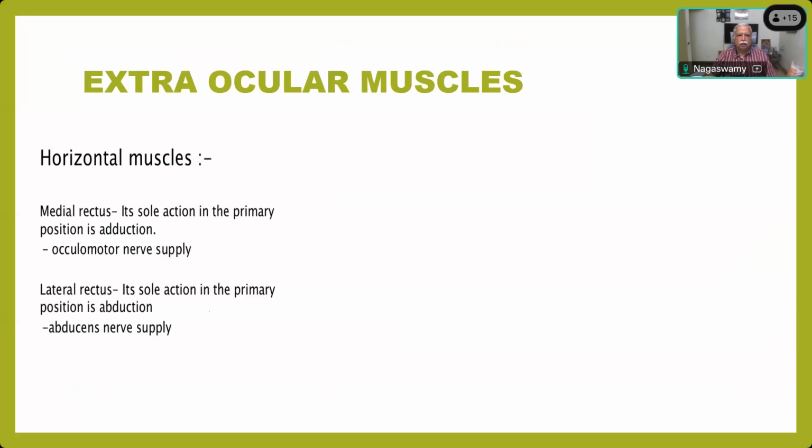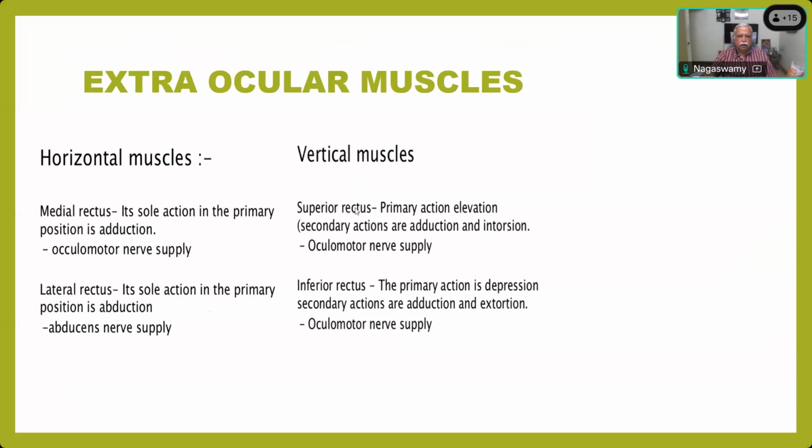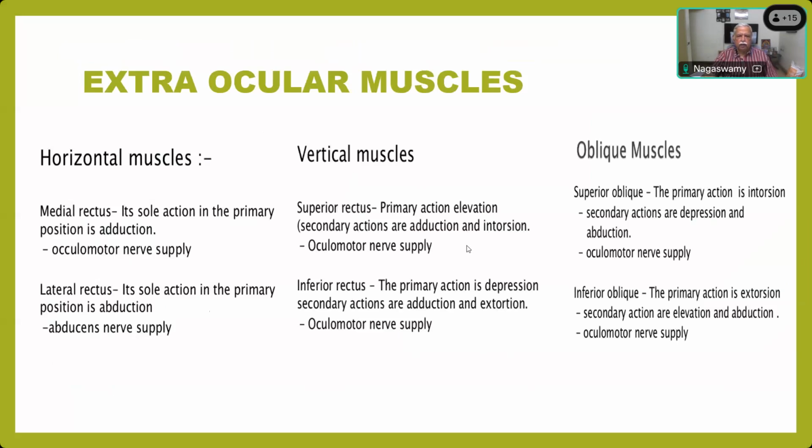And extraocular muscles, you can classify them into horizontal muscles, which are medial rectus and lateral rectus, vertical muscles, which are superior and inferior rectus, and oblique muscles, which are superior and inferior. So totally 6 muscles, of which 2 are horizontal, 2 are vertical, and 2 are oblique.